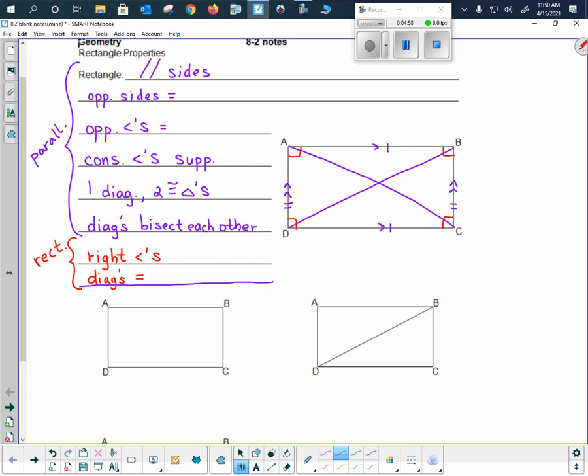Okay, so now let's look up here at the picture again. If the diagonals cut each other in half, right, they bisect each other and they're equal, well then, originally we would have said this part and this part were equal, and this part and this part were equal. But now that they cut each other in half and they're equal in length, all four of those parts are equal. Okay, so that's very much more specific for a rectangle.